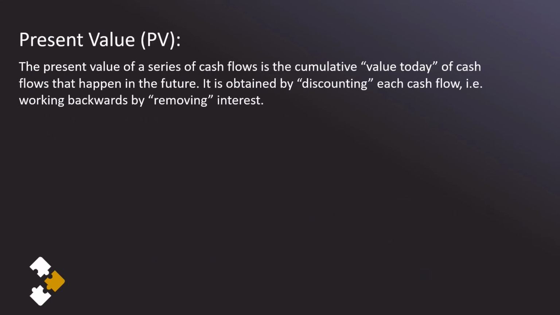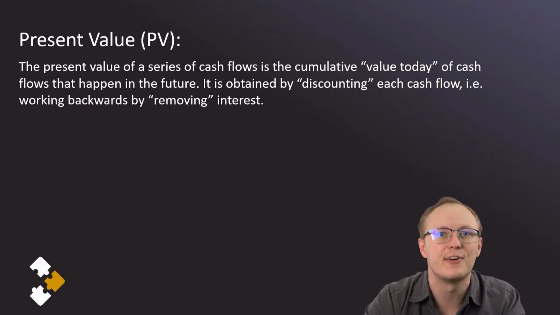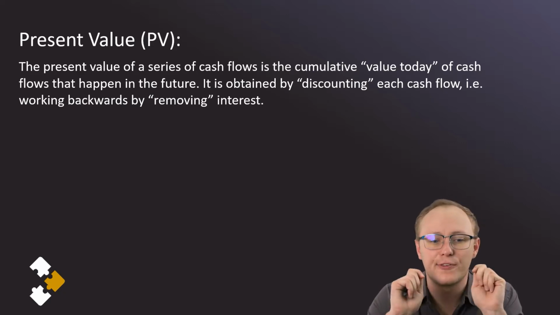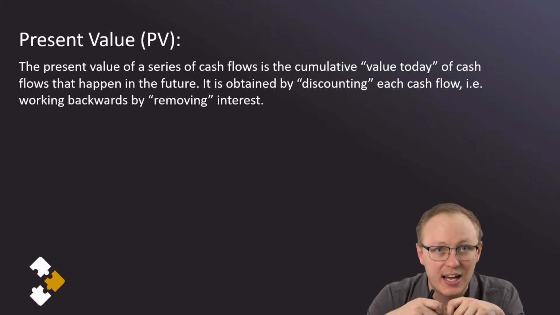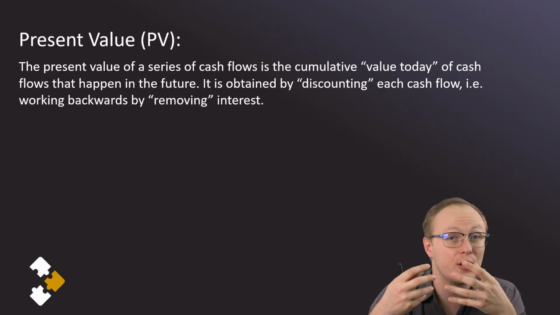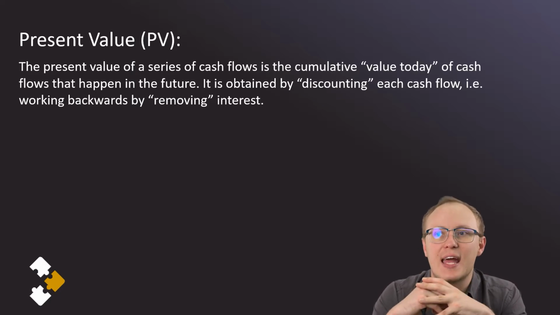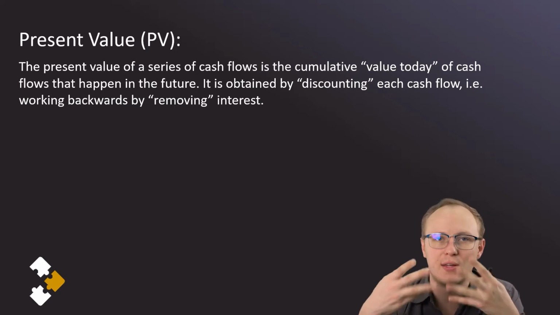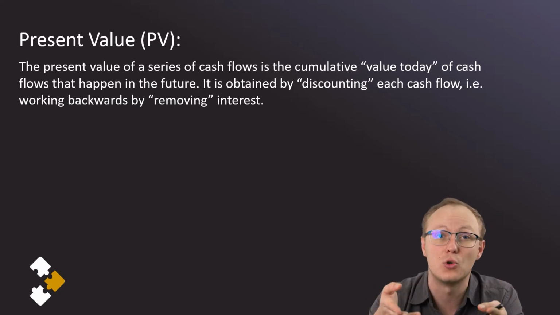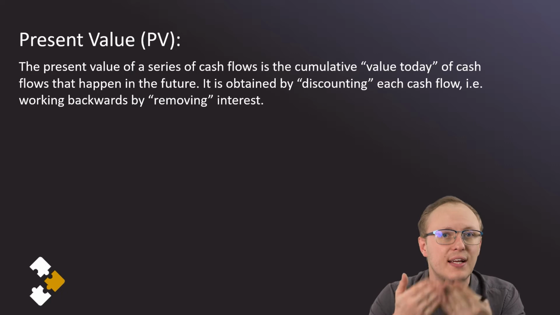So then next up is the present value. Now, the present value of a series of cash flows is the cumulative value today, right, of cash flows that happen in the future. So it is obtained by discounting each cash flow. In other words, we're working backwards by removing interest. So the value today, or the present value, is basically the amount that we have to invest or put away today so that tomorrow or a month from now or whenever this cash flow is happening, that money that we put in today can accumulate to that amount.